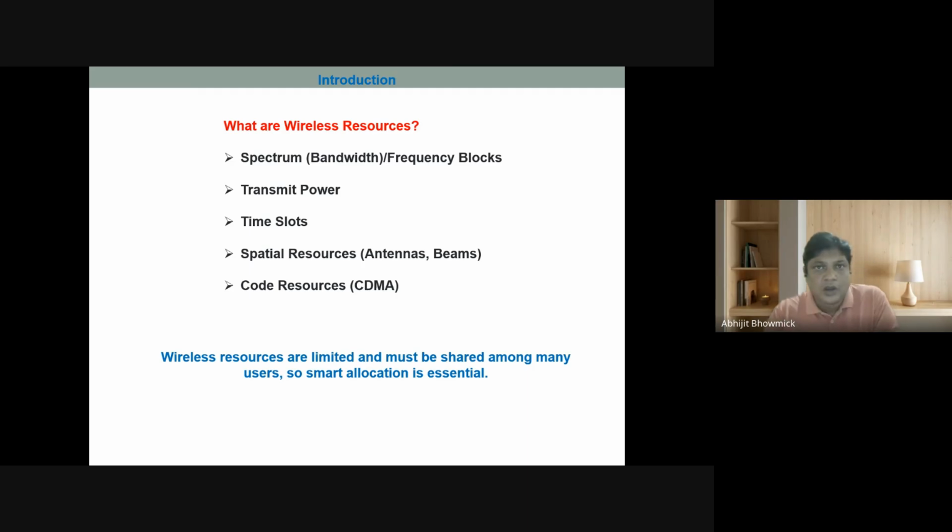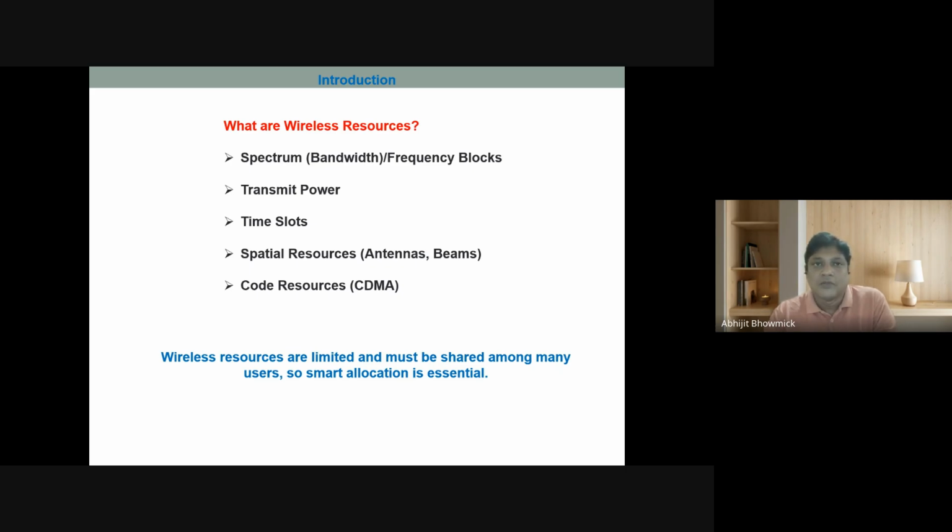See, what are wireless resources basically? When we do communication between transmitter and receivers, what resources are basically used? One is spectrum, transmit power, time slots, and spatial resources. So basically antennas are used for communication, and different multiple access techniques are there also.